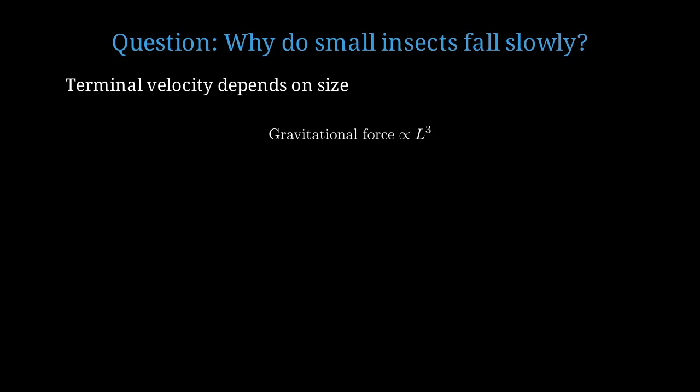Gravitational force pulling the insect down is proportional to its mass, which scales as L cubed. Air resistance, which opposes the fall, is proportional to cross-sectional area, which scales as L squared. Terminal velocity is proportional to the square root of L. Smaller creatures have much lower terminal velocities.